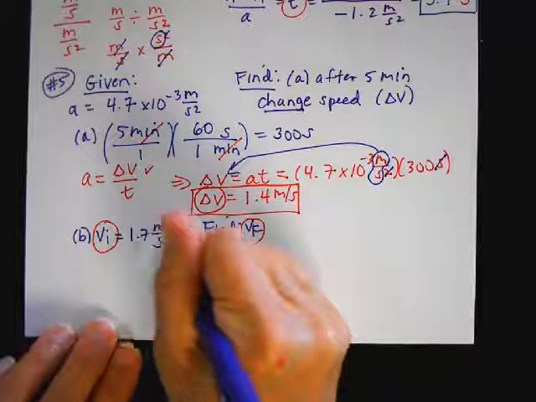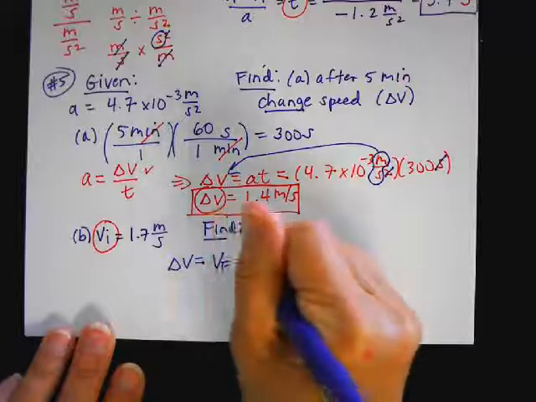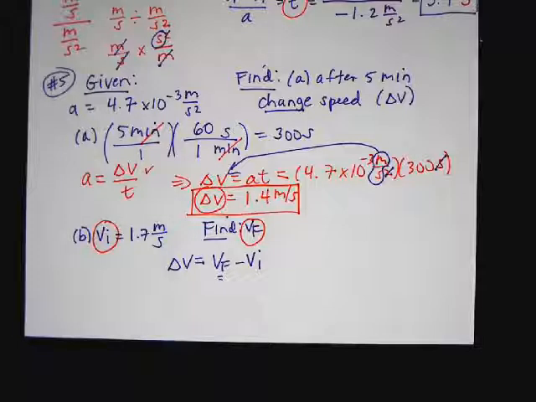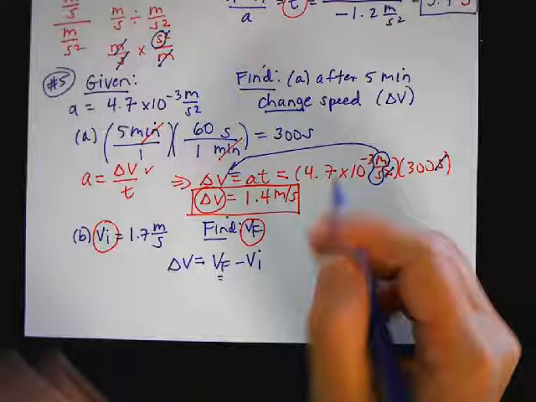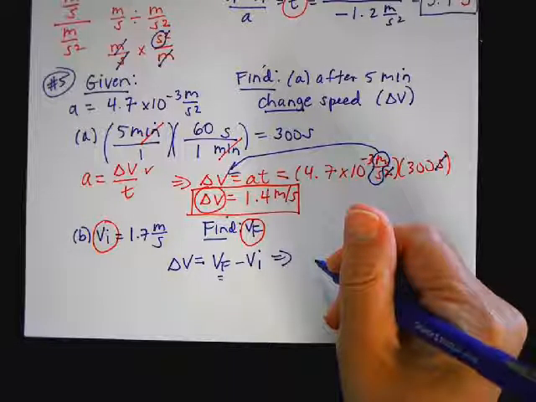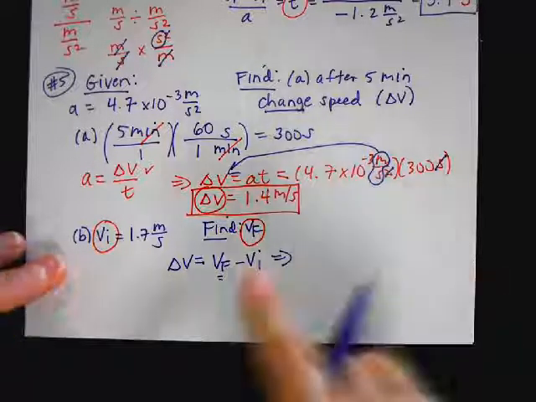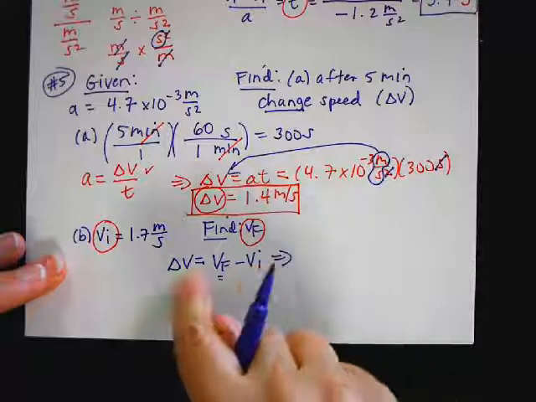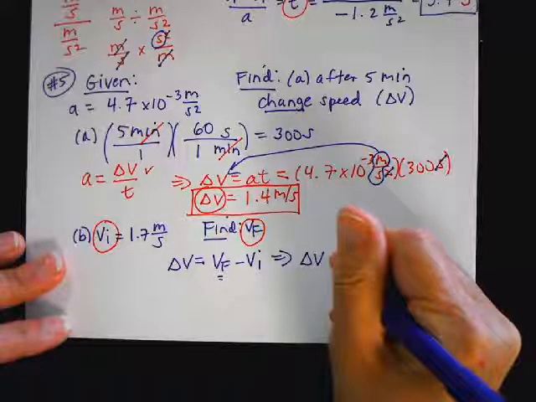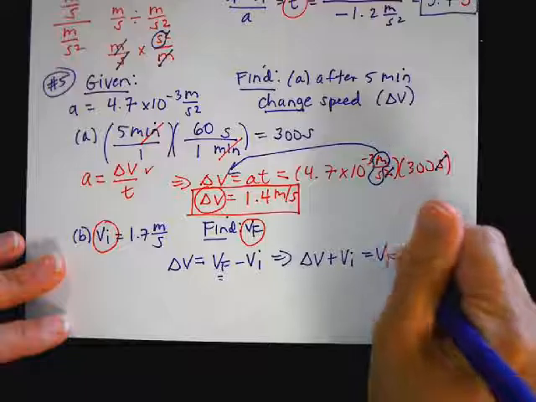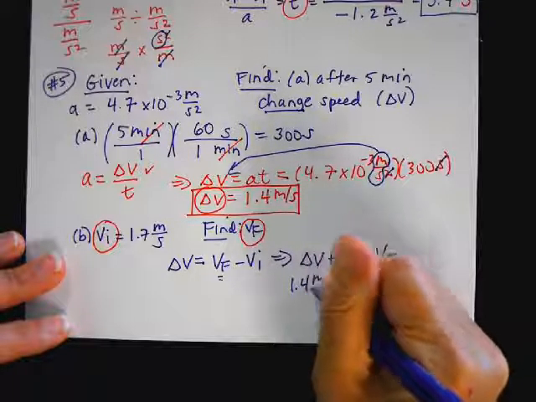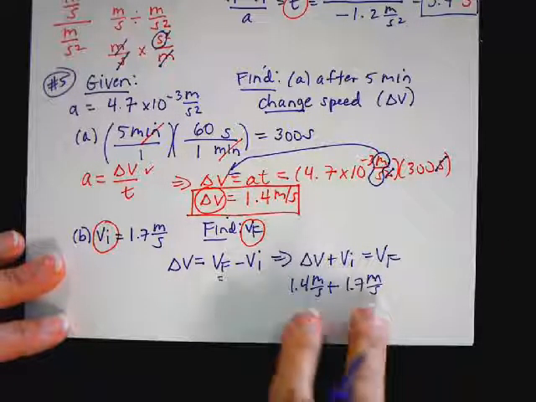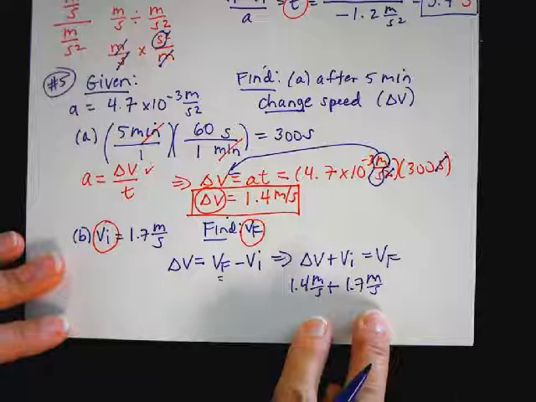So I'm going to rearrange the equation, because when I substitute in values, sometimes I make mistakes. Since I want to solve for VF, and this is minus VI, I'm going to add it on the other side. So delta V plus VI is equal to VF. So 1.4 plus 1.7, and remember the units are the same. When units are the same, I can add them. If the units are not the same, I can't add. So 1.4 plus 1.7 comes out to be 3.1 meters per second. And that's it.